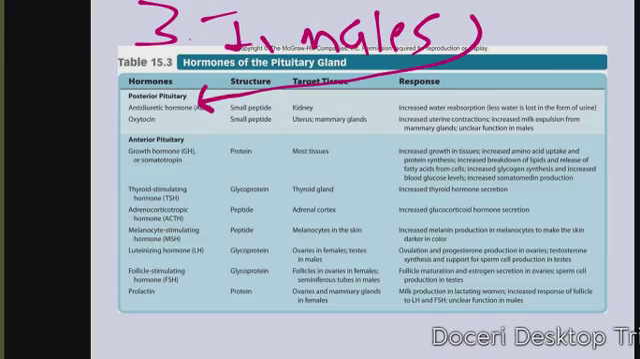Anterior pituitary. There are several different hormones produced by the anterior pituitary. The growth hormone.